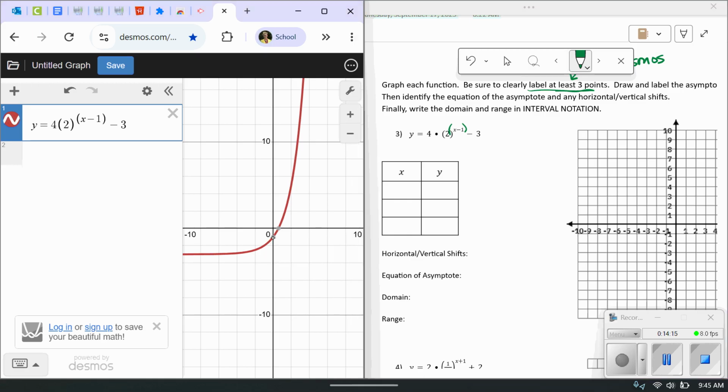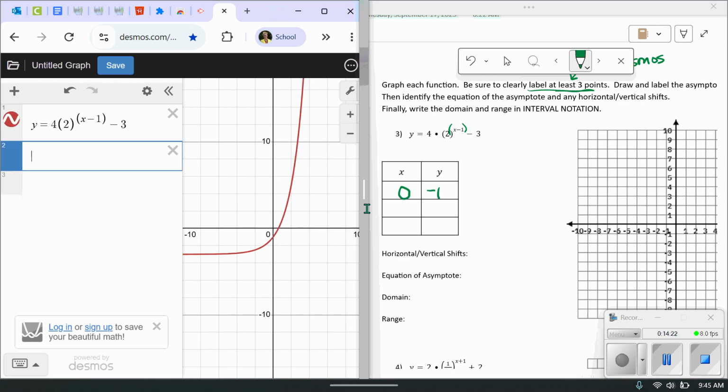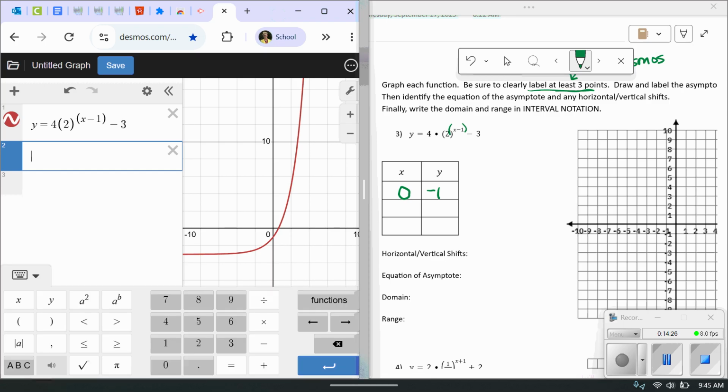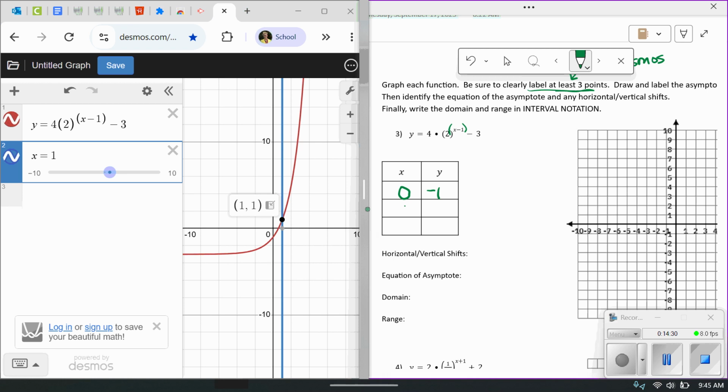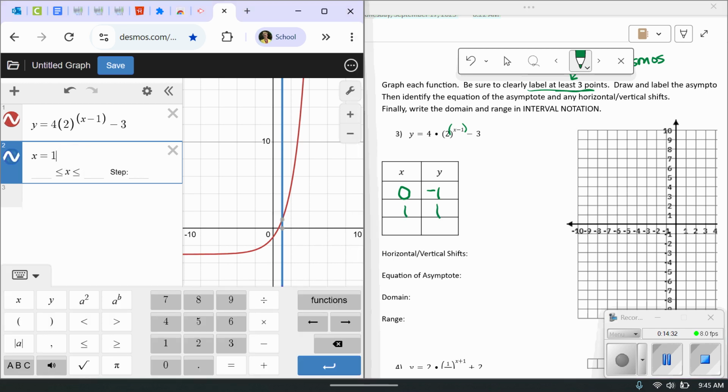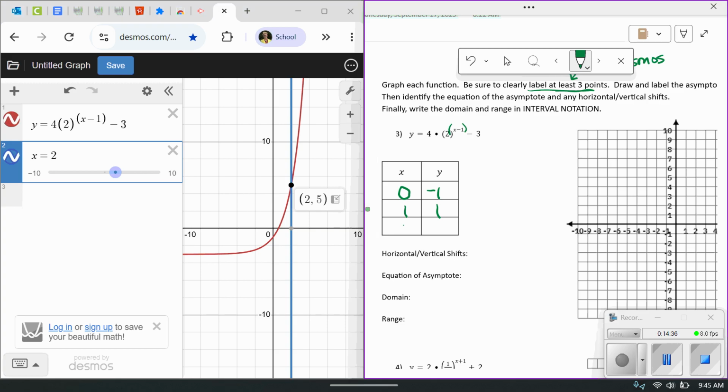Then what you're going to do is get coordinates from Desmos. So I have (0, -1) as one of my coordinates. Let me see what happens when x equals 1. That gives me (1, 1) as another coordinate. When x equals 2, that gives me (2, 5) as a coordinate. So I have an idea of what to write.